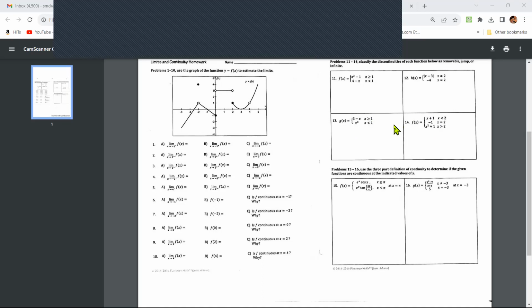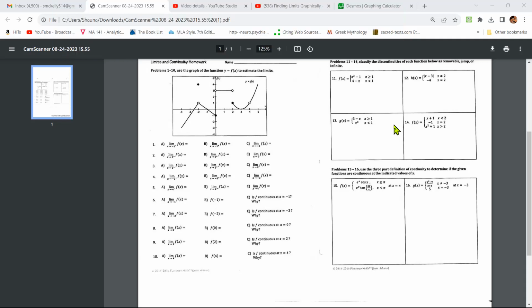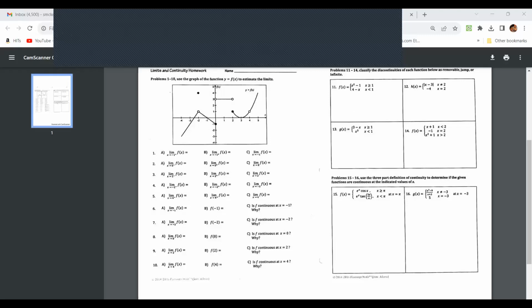Now, this is 13. So this is going to be g of x. This is 3 minus x, and you've got x is greater than or equal to -1. And here you've got x cubed, and x is less than 1. So what you can do, let me show you on your calculator, because your calculator is your friend, right? Except when they tell you you can't have one.